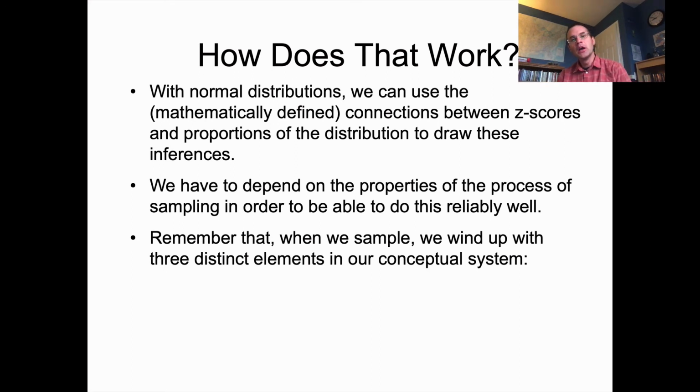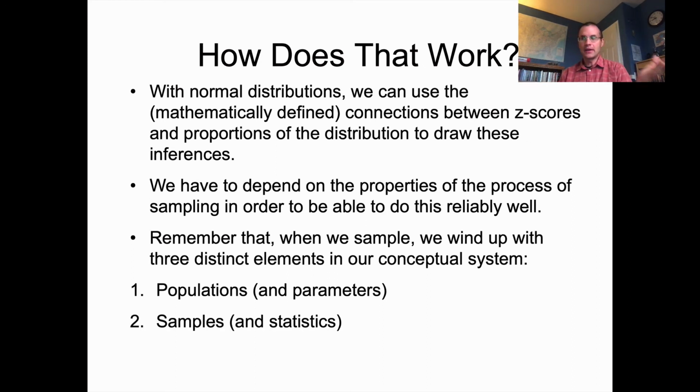So when we sample, we wind up with three distinct elements in our conceptual system. Number one, we have populations and the parameters that go along with them. So every single item in a group, and then their associated parameters like their means and standard deviations. The other part of that is the sample we take from the population, a small subset of that population. And that has statistics too, like means and standard deviations. And we're trying to draw an inference from the sample of data that we get about the entire population that we're actually interested in.